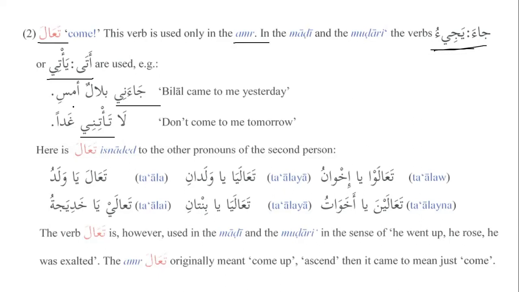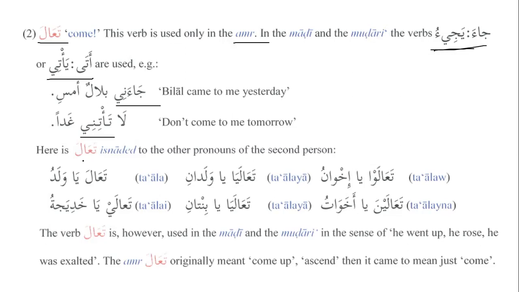For example, ja'a Bilalun amsi, Bilal came yesterday. The meaning is clear, and this is lazim. But as I said, these two, ja'a and ata, can be used both as lazim and mutaddi, transitive and intransitive.